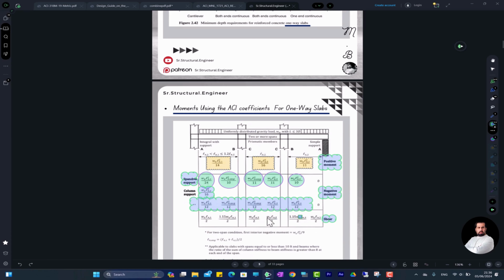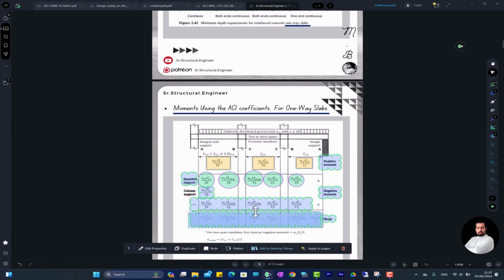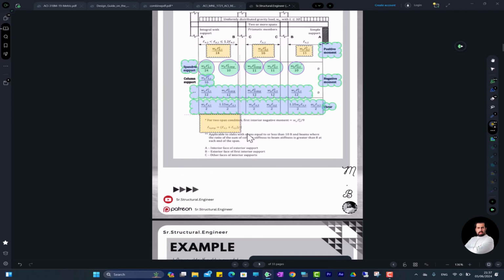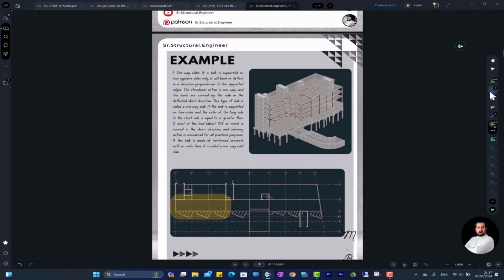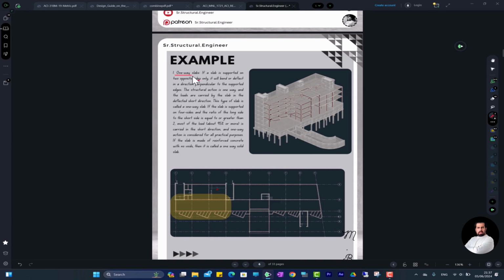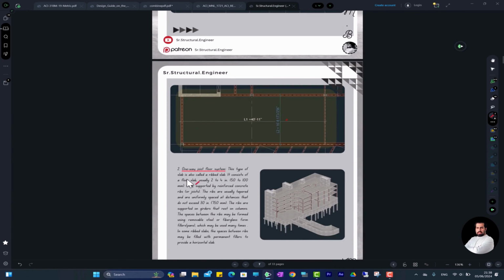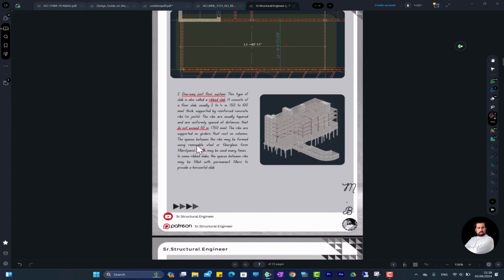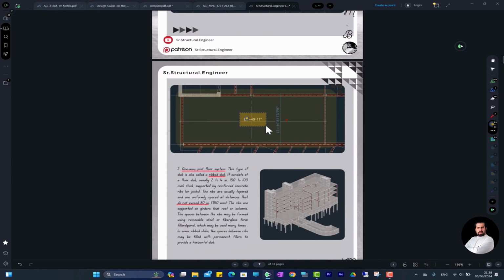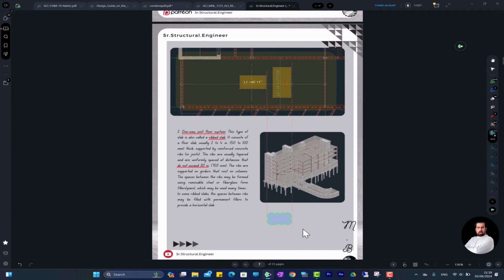In general, there are two types of one-way slab. The first is that the slab directly transfers the load to the main or girder beams. And in the second type, which is also called ribbed slab, the slab transfers the load to the secondary beams and then the secondary beams transfer the load to the main beams, such as waffle slab.